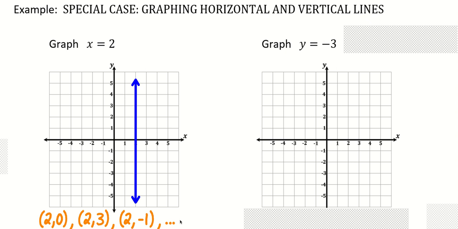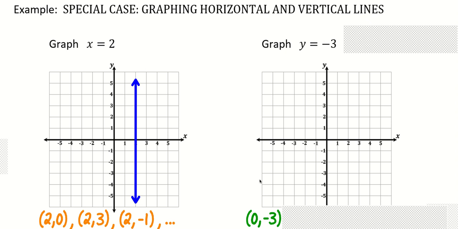Okay? Likewise, over here, graphing y equals -3, a few solutions that would work would be (0, -3). You see how y equals -3? Or (4, -3)? Or (-5, -3)? Or anything, as long as the y-coordinate is -3, it would technically solve that.